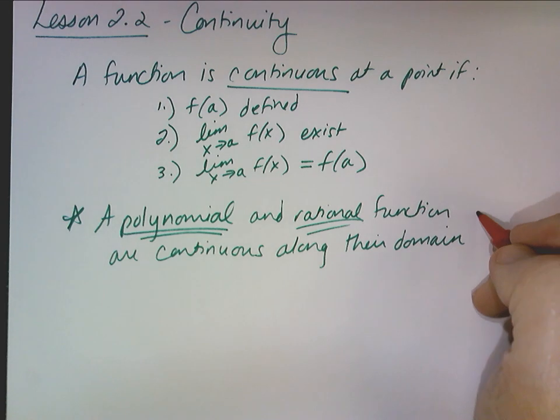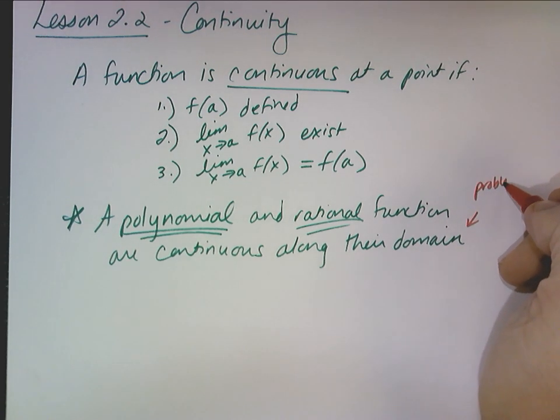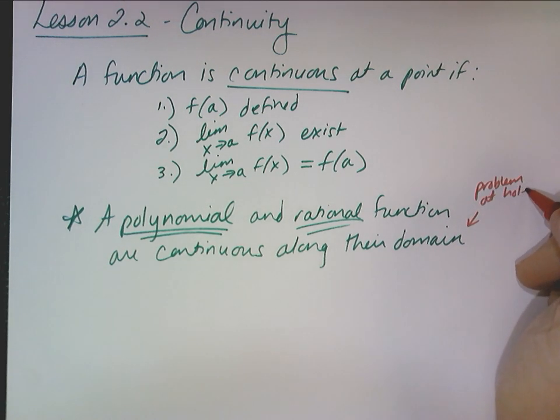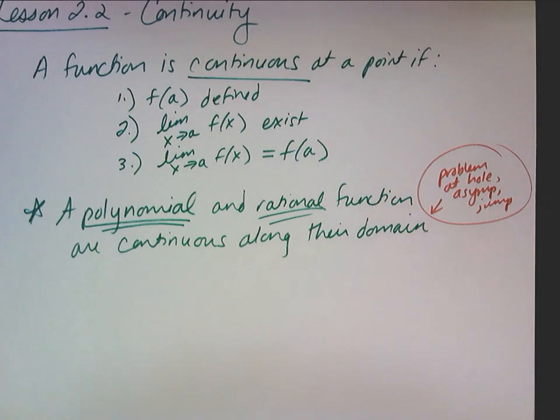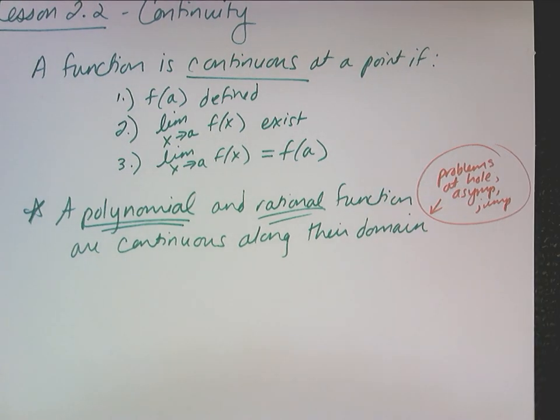So this is what you want to write down. If there's a problem at a hole, at an asymptote, at a jump, something like that. Piecewise functions, we got problems, okay? Rational functions, we got problems in the denominator, okay? Problems occur at holes, at asymptotes, at jumps. We don't like those things, okay? And that's where our domain is going to change. But we're still continuous along our domain. If our domain says negative infinity, we're good.